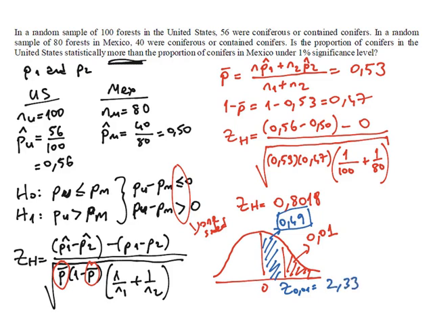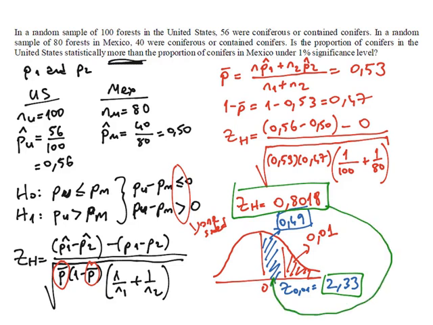2.33. So my test statistic is 0.80 something and my threshold value is 2.33. So I can say that my test statistic will fall into here, which means it is not in the rejection region. So I can say that decision: H0 cannot be rejected. So what does this mean?